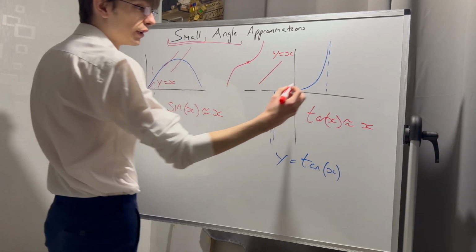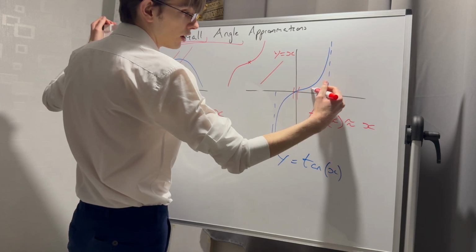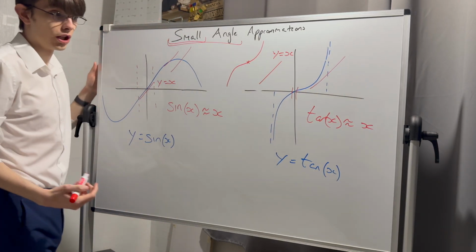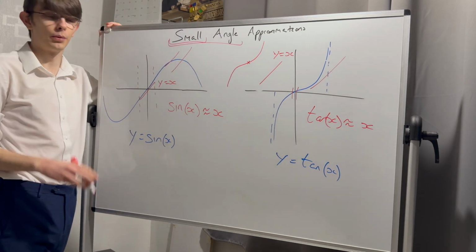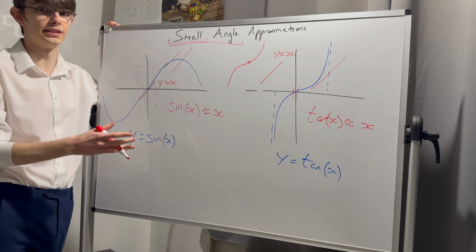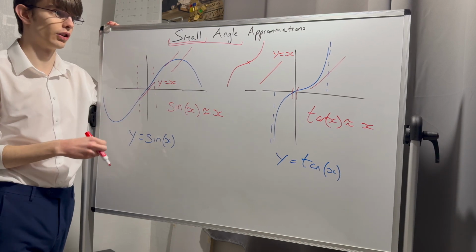Because as we get really far away, this just quite simply is not a y equals x graph. Now, you probably noticed there's one missing from here. We haven't done cos yet. That's because cos is not quite as simple, but it's still the same idea. So let's have a look.